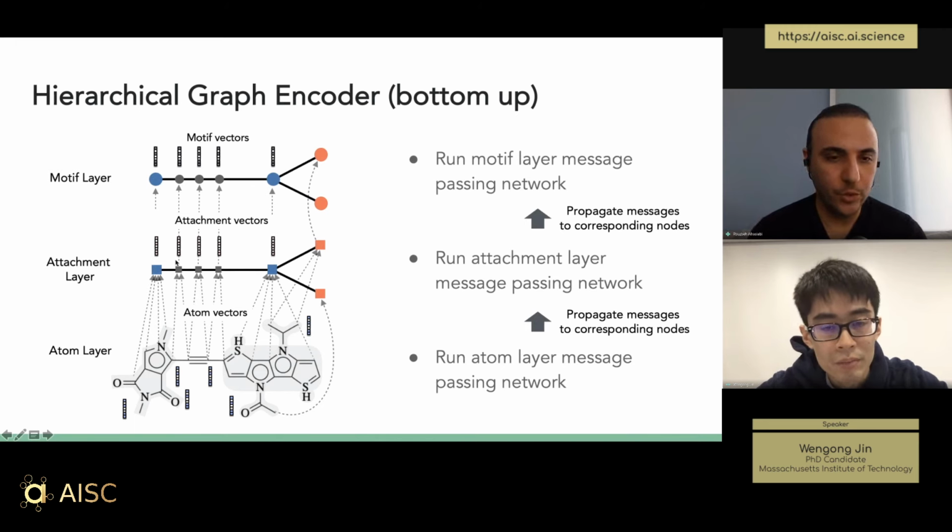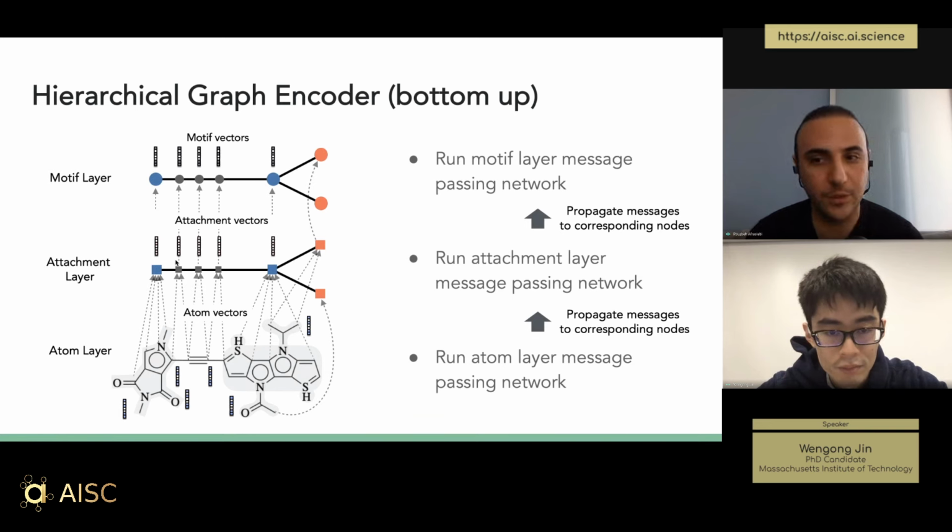Okay, so your nodes would be the motifs that you selected from the vocabulary, is that correct? Yeah, that is correct. Another question I had: is the atom layer basically the same or a similar process as the junction tree work that you did previously? Okay, and then the information is transferred to the other layers, which are basically message passing networks too.